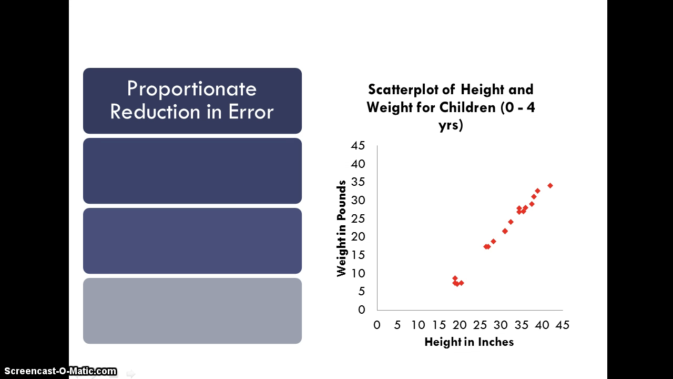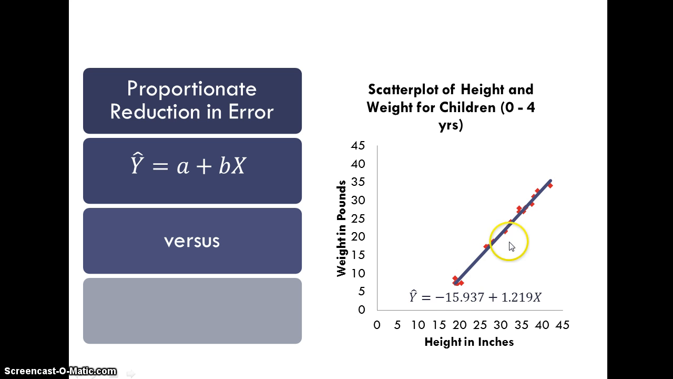Here we have another example. We've come back to the data that I was using earlier with the scatter plot for height and weight of children who are between the ages of 0 and 4. We're going to calculate the proportionate reduction in error. So we use this first regression equation to compare to, right here, see we put that line in. And here's our regression equation that we calculated last time.